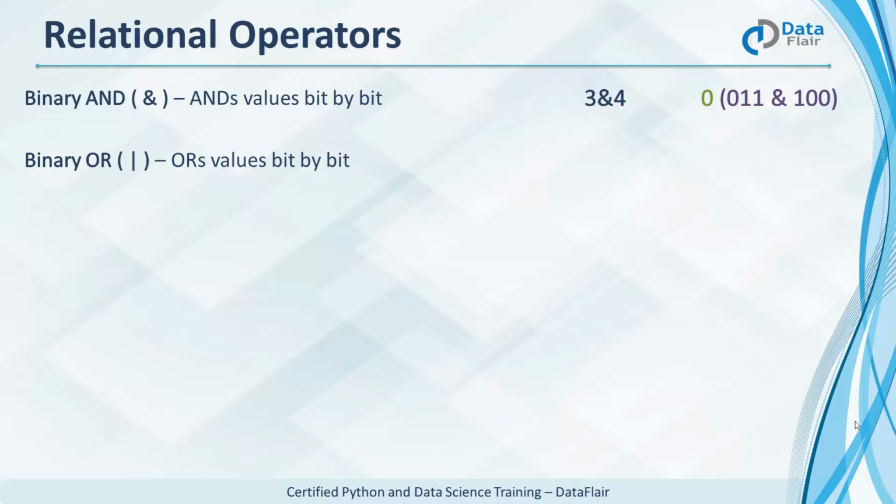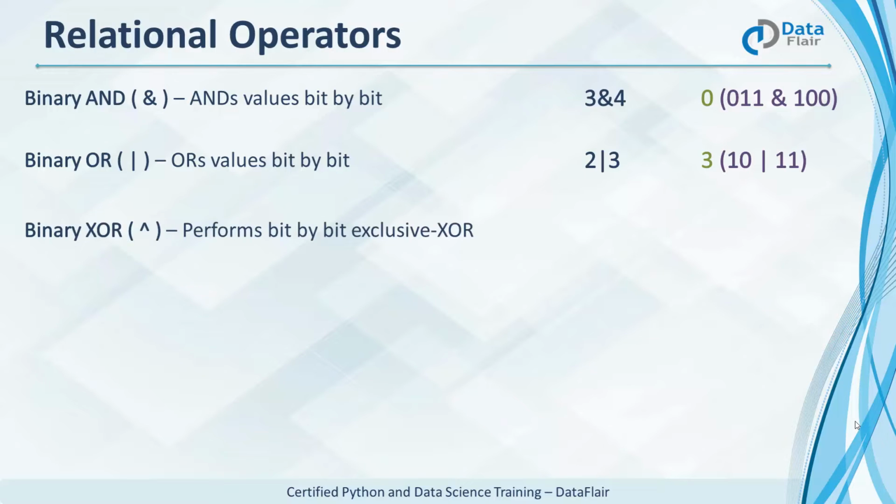Binary ORs values bit by bit. 2 or 3. The binary for 2 is 1, 0, and that for 3 is 1, 1. So this gives us 1, 1, which is binary for 3. Binary XOR performs exclusive OR bit by bit. 2 XOR 3, this gives us 1.